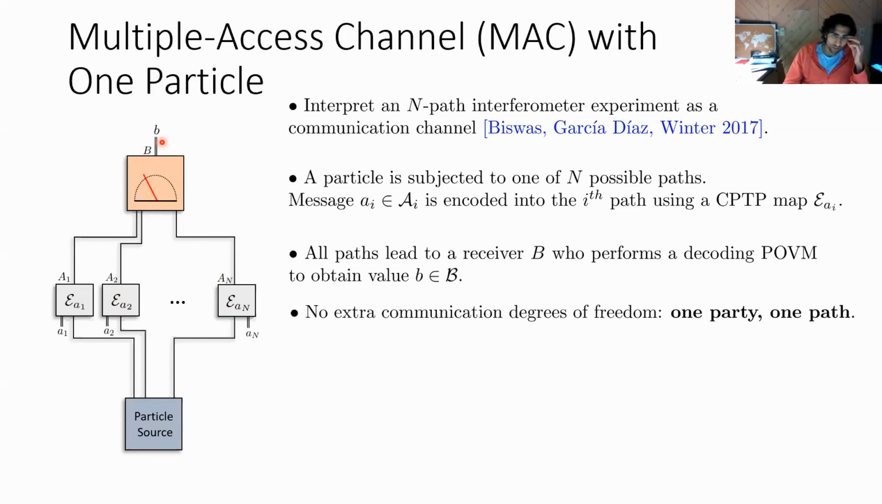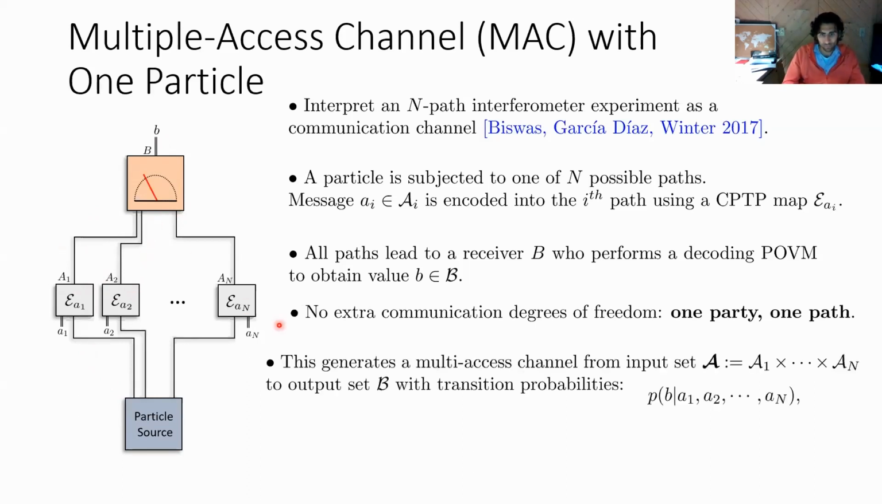All right, and crucially here, no extra degrees of freedom are allowed. So our mantra is one party, one path. So there's no side channel connecting the encoder to the decoder. This is actually crucial because we want to limit the communication to just one particle. So if you allow for side channels, it sort of blows our model up. And what you end up getting then is basically a framework for a multiple access channel, because you have your classical data here, which corresponds to the encoding operation, and then you have your measurement outcome B.